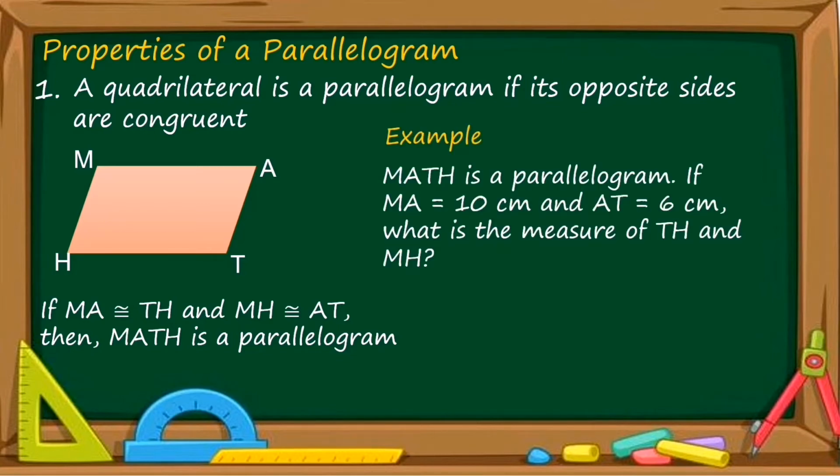MATH is a parallelogram if MA is equal to 10 centimeters and AT is equal to 6 centimeters. What do you think is the measure of TH and MH? It is given that MATH is a parallelogram, so we need to apply the properties. We have TH is equal to 10 centimeters. It's because MA is equal or congruent to TH. And then the other one, MH, since MH is congruent to AT, therefore MH is also equal to 6 centimeters.